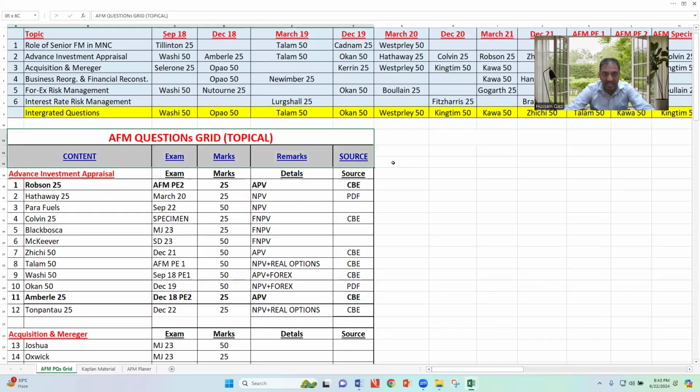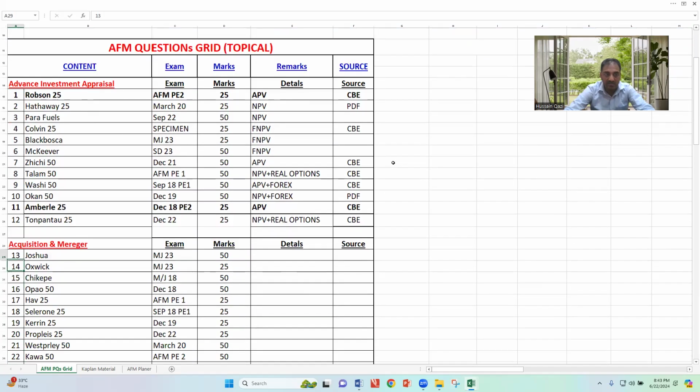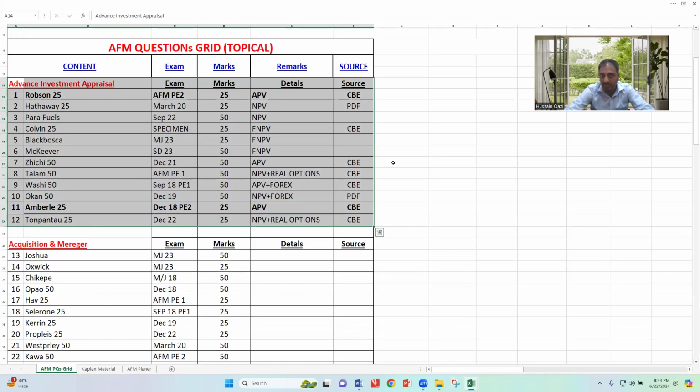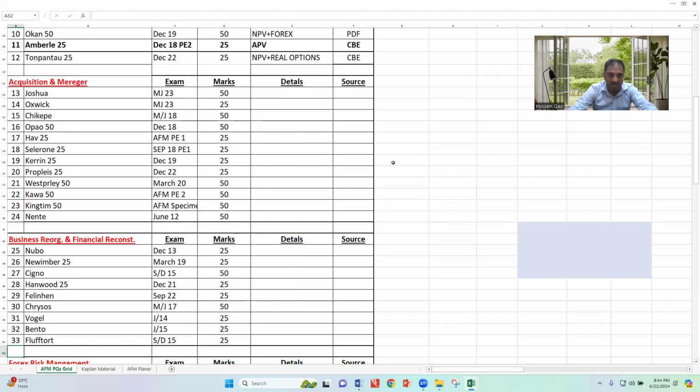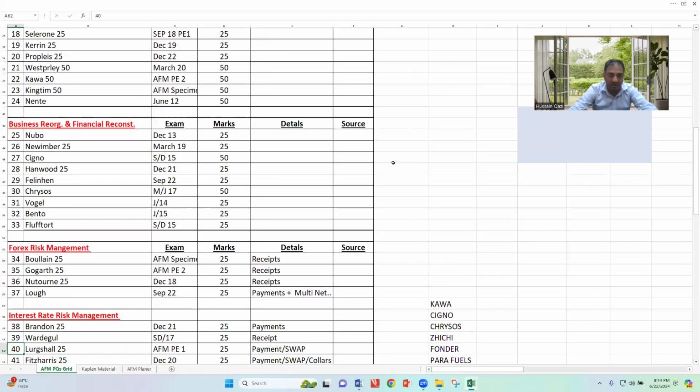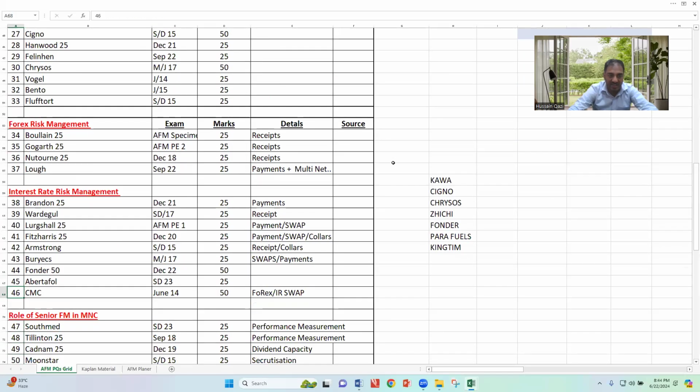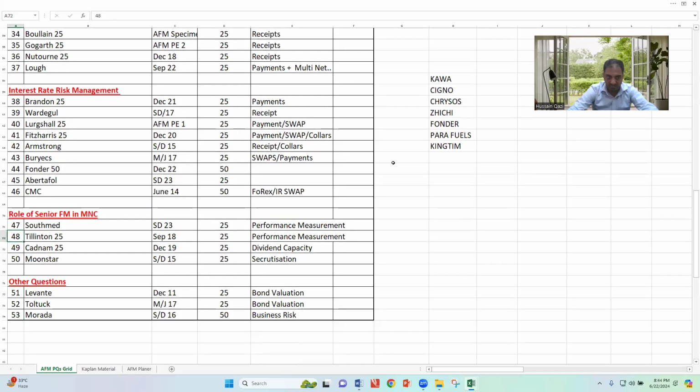I have made a complete question grid according to the content of the syllabus. For example, for advanced investment appraisal, you need to cover these 12 questions. Of course, this grid does not include the March 2024 questions. I will add them once ACCA publishes. For acquisition merger, that's 13 to 24. Business reorganization, 25 to 33. Forex, 34 to 37. Interest rate risk management, 38 to 46. Role of senior financial management in MNC, 47 to 50. And other questions, 51 to 53.